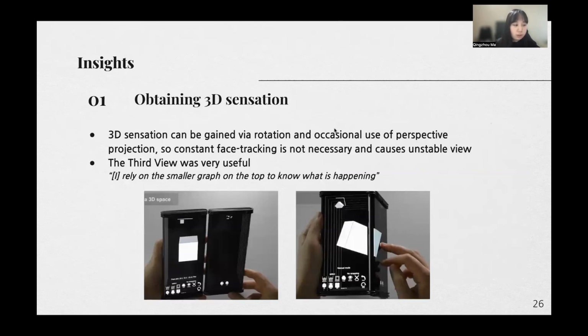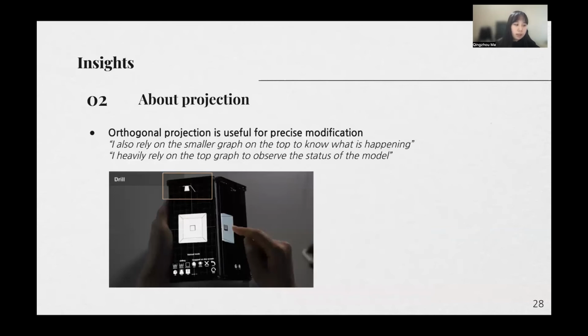So we also want to introduce some of our key insights from the experiment. For example, users tend to gain a sense of 3D not by adjusting their perspective, but by rotating the model, which means constant face tracking to update the view is unnecessary and even causes the view to be unstable. And we also found that the orthogonal projection on the top of the device is very useful for precise modification. The user can control the exact dimensions of the surface while adjusting the height from the side screen.